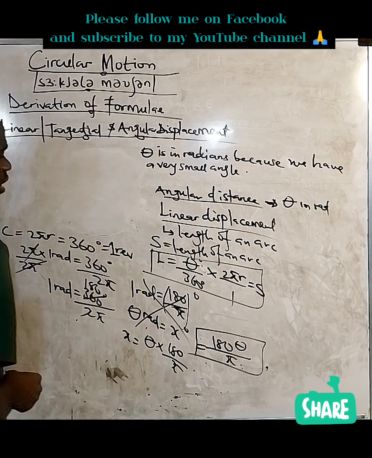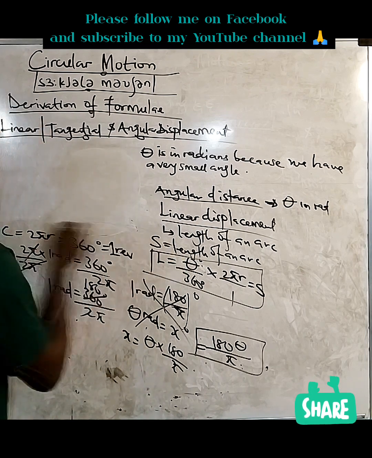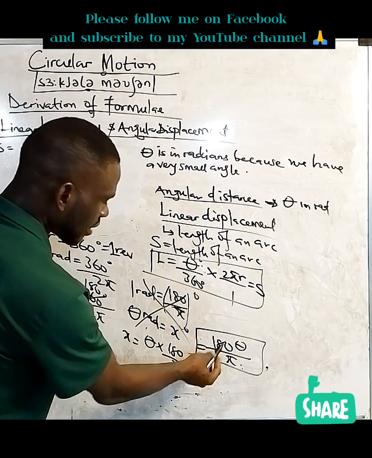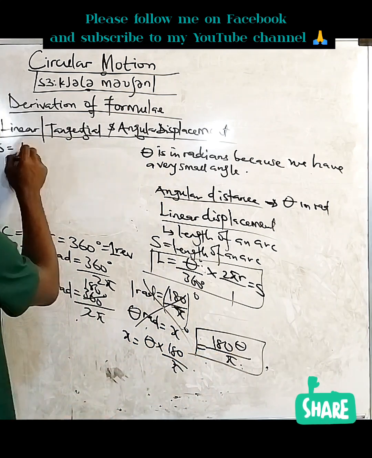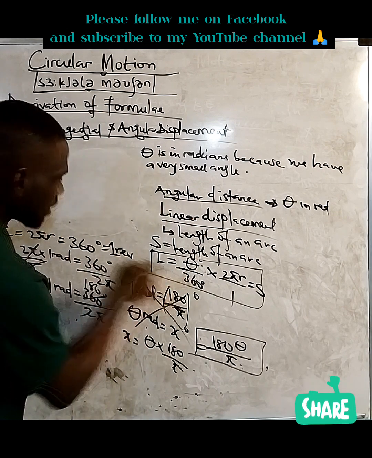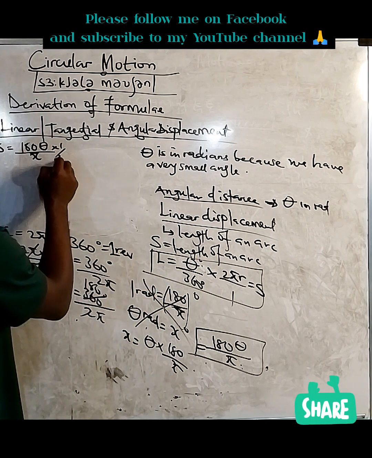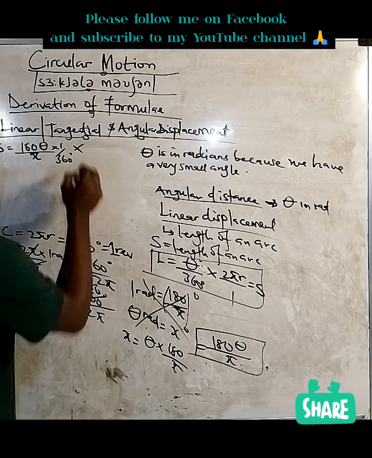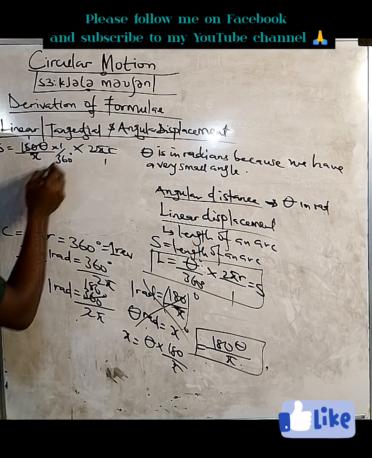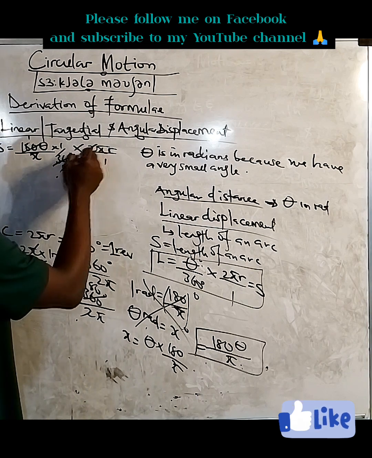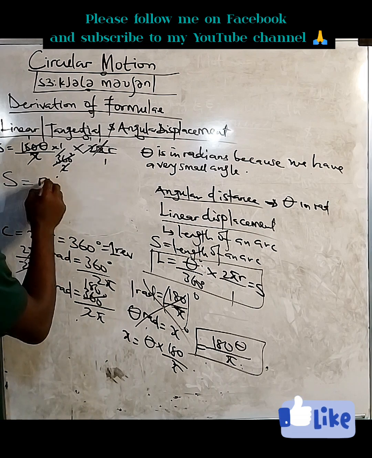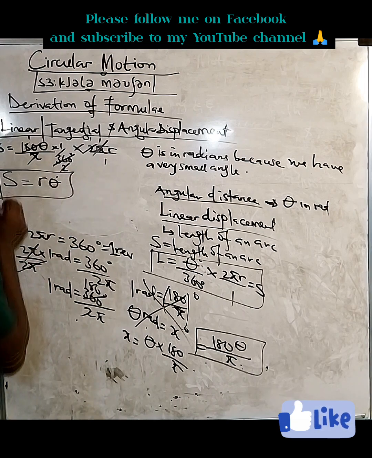So let's see what we've got. The distance, which is the length of an arc, is equal to, what's the angle in degrees? The angle in degrees now is 180 theta over pi degrees, then divided by 360 degrees, times 2 pi r. So what do we have? This 180 here 1, 180 here 2, 2 here 1, 2 here 1, pi here 1, pi is gone. So what do we have? S is r theta.